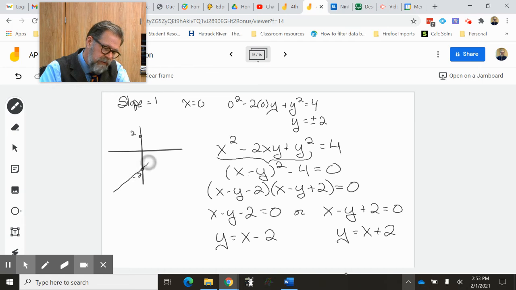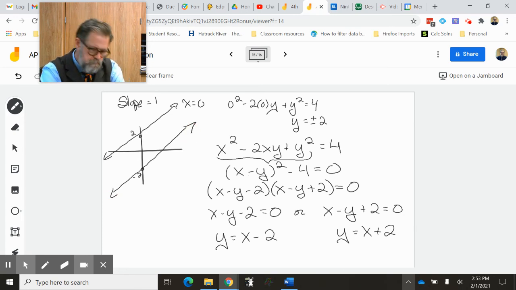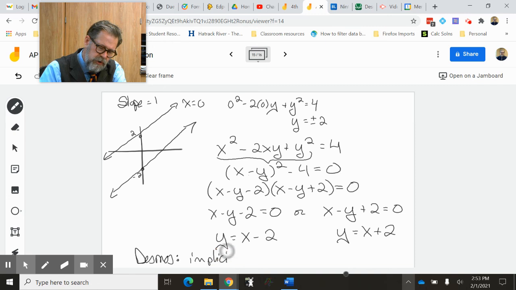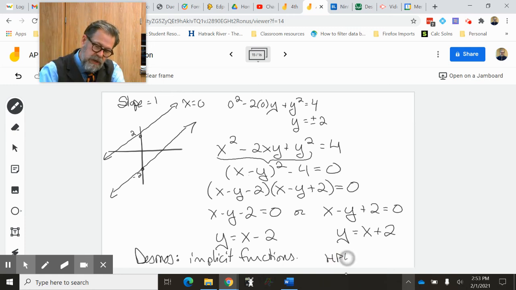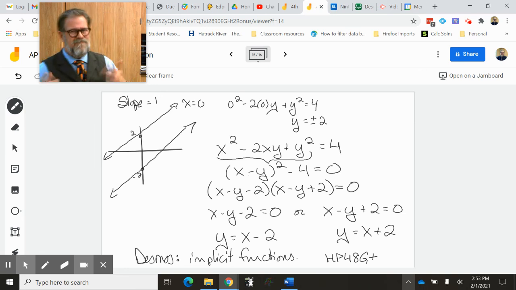The graph of this function is the combination of these two lines. If you're interested, you can go to desmos.com graphing calculator, and it allows you to plug in implicit functions. If you ever had an opportunity to spring for an HP 48G+ calculator, it also allows you to graph implicit functions. The TI-84 doesn't have that option. I will say the TI-84 is generally a more useful calculator, however.